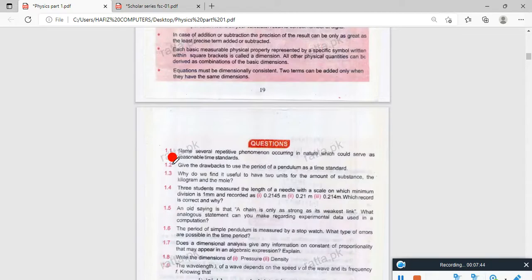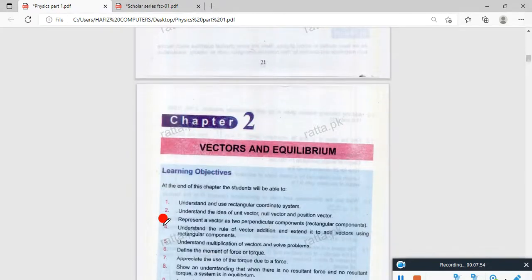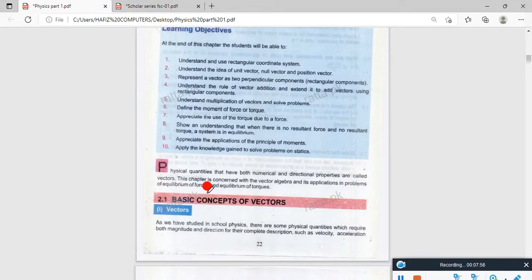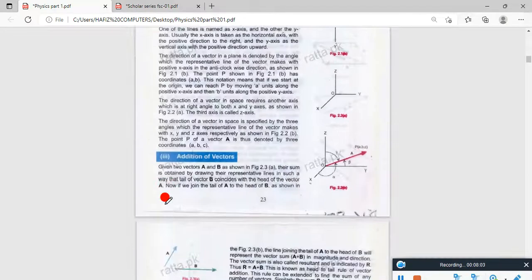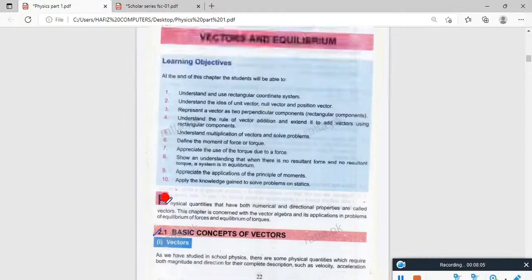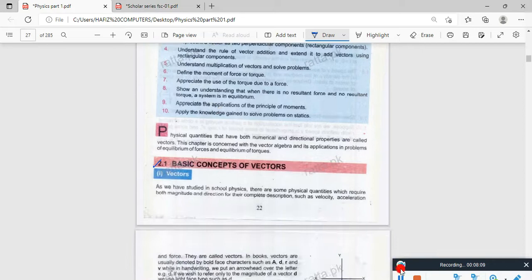So we are done with chapter number 1 with all short questions and numerical problems. In the next video, we will start chapter number 2, vectors and equilibrium. We will see its basic concepts and we will start its definitions in the next video. So stay tuned.